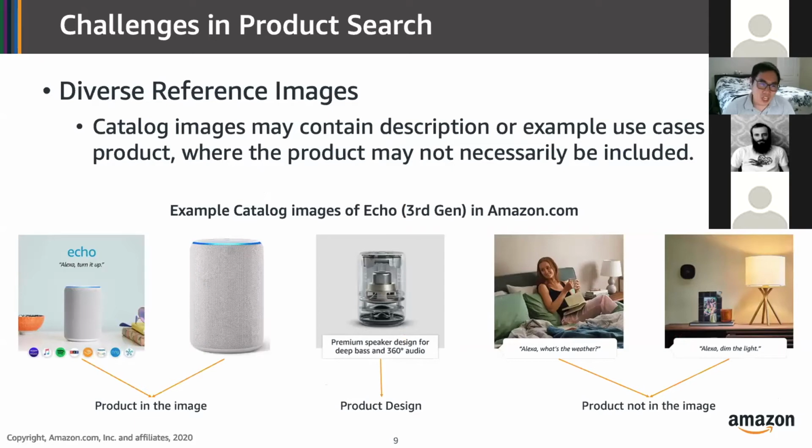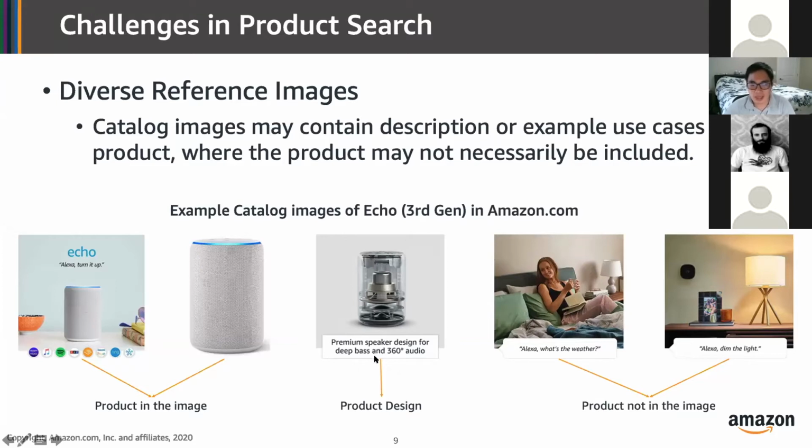And there are still more challenges. For example, diverse reference images, which means the catalog image may not actually contain the actual product. This may result in training image noise. For example, here I show 5 product images for Echo 3rd edition on Amazon.com. The first 2 images are very good because we have the actual product in the image. But unfortunately for the third one, we still see the shape of the product, but it is not the real appearance of the product.